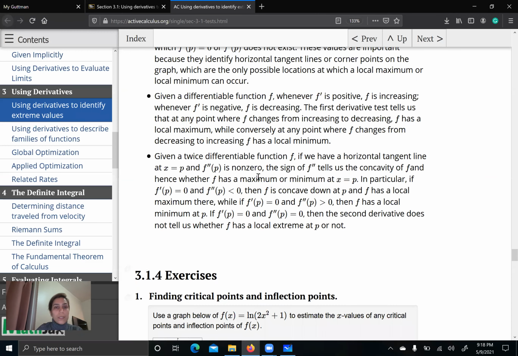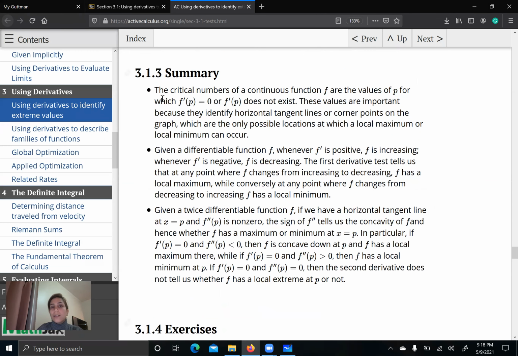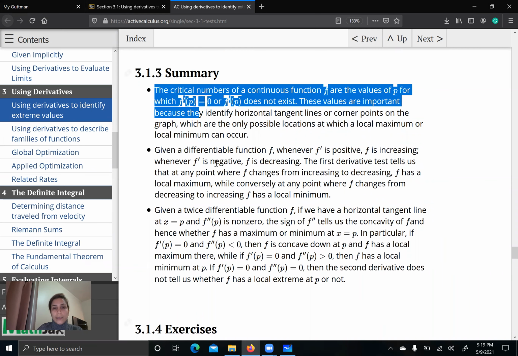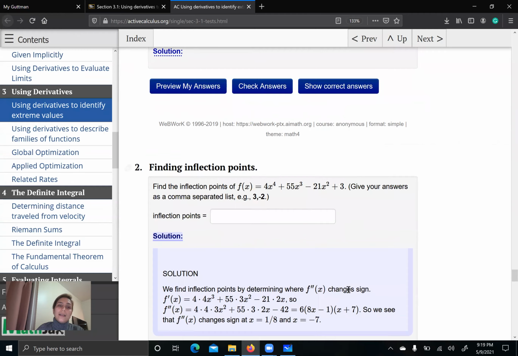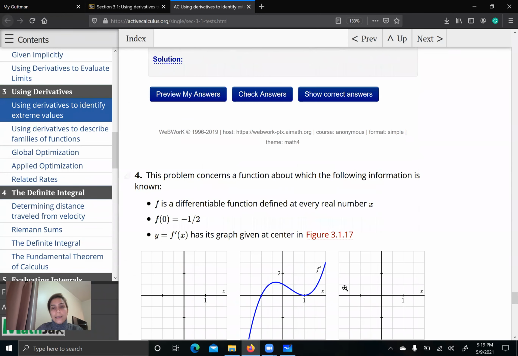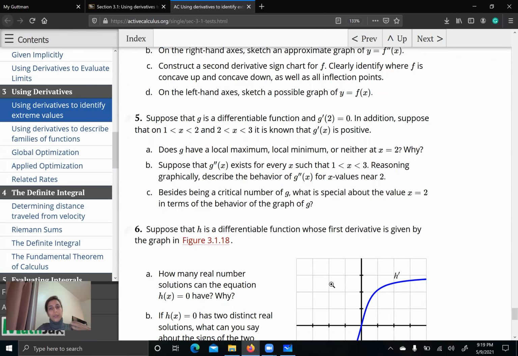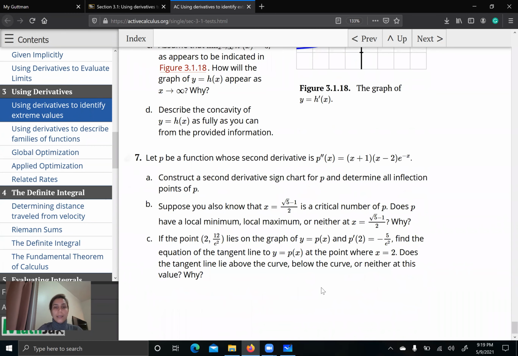So in case you think you missed any point of this lesson, just go over the summary. You can find anything that you need. And then again, I recommend you do the exercises of this section so that you will be ready for the homework assignment of this section.